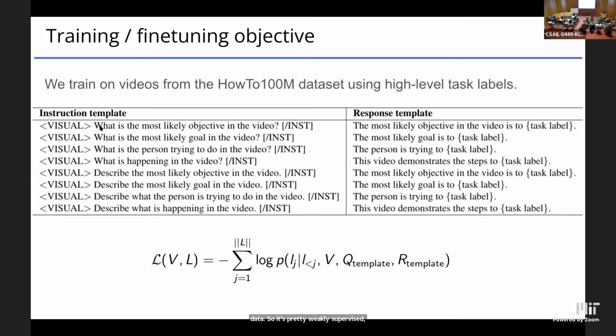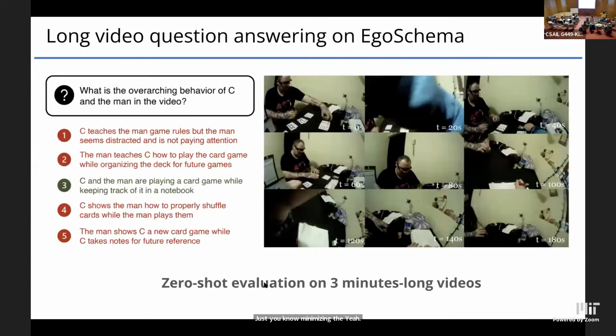And then we add these instruction templates that we feed into the LLM, like what is the most likely objective in the video, or what is happening in the video. The response template will say, a person is trying to blank, and for blank we insert the label of that task. The person is trying to bake a cake. So that's our training objective, just minimizing the negative log likelihood.